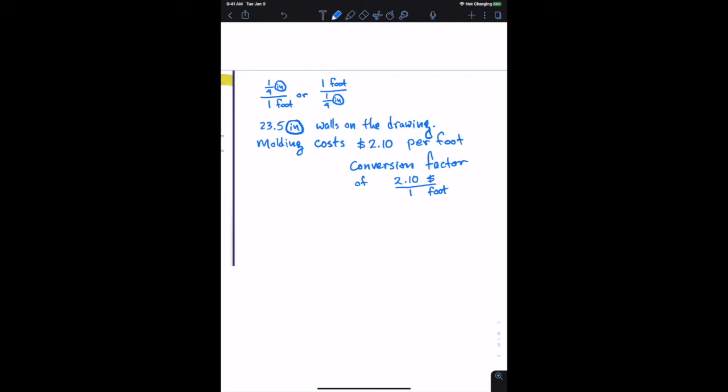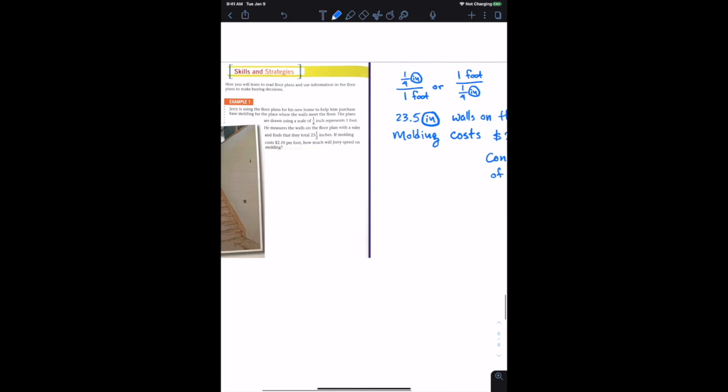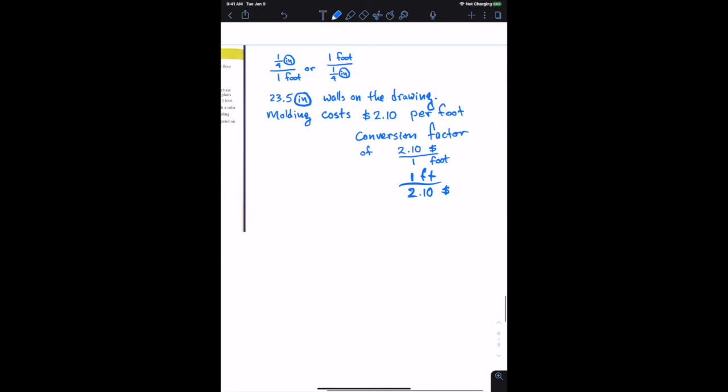So the conversion factor that we're going to need in order to use this is $2.10, and there's dollars, divided by 1 foot. That's the conversion factor, which also means that I have 1 foot for every $2.10. We're actually trying to figure out what is going to be the total cost of putting that 23.5 inches of drawing line. How much is it going to come out to?